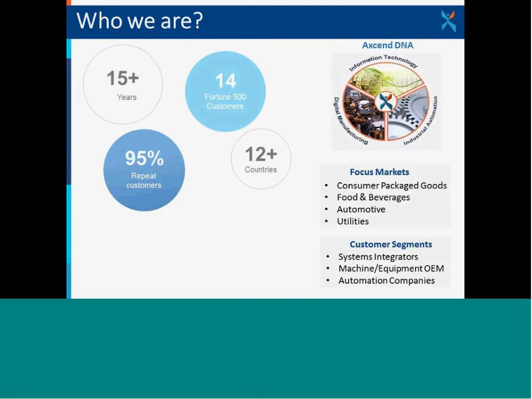Now, I want to talk about the kind of markets that we focus on. Our focus is around the discrete space: consumer packaged goods, food and beverages, automotive, and some utilities. But our approach to the market is that we work essentially through system integrators, machine and equipment builders, and automation companies across the world. And that's our go-to-market. So we actually work with them and supplement our offerings to the customers.